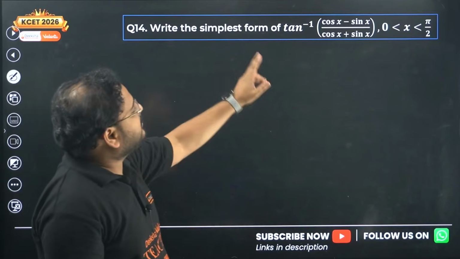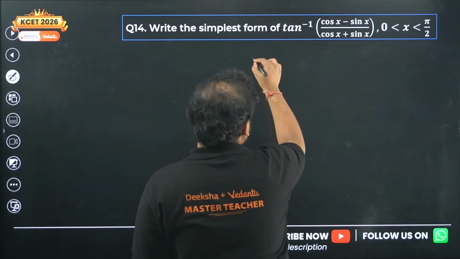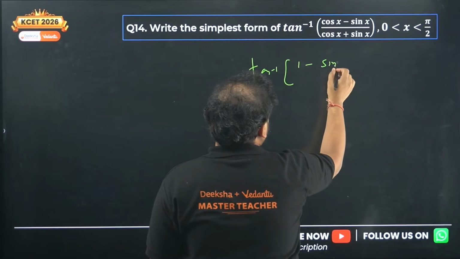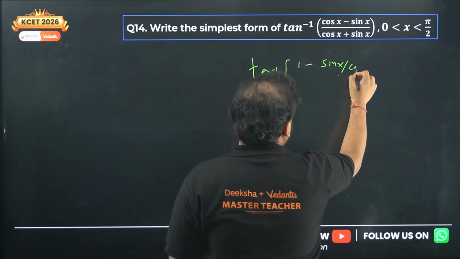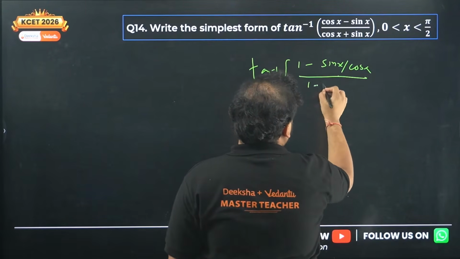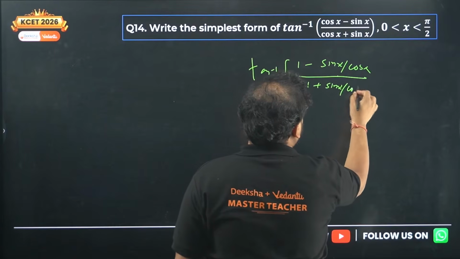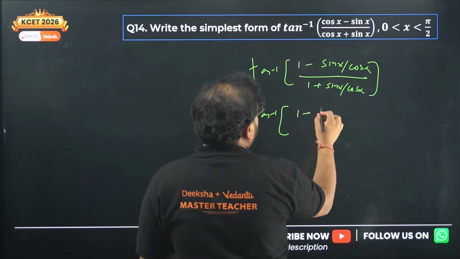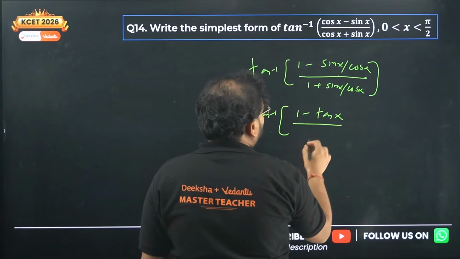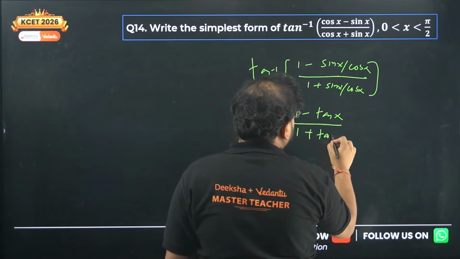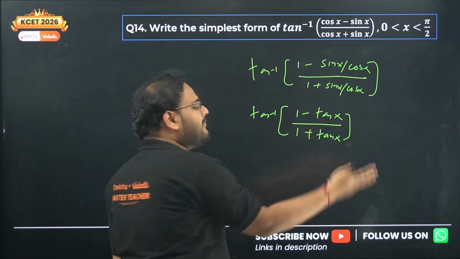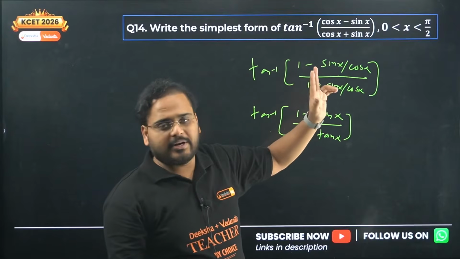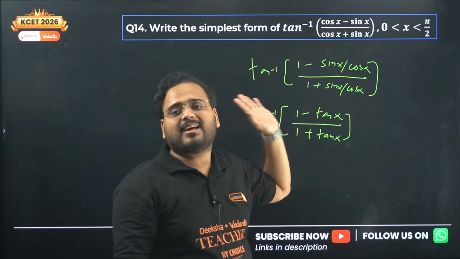Write the simplest form of this. Divide by cos. Tan inverse of (1 minus sin x by cos x) upon (1 plus sin x by cos x). What I get? Tan inverse of (1 minus tan x) upon (1 plus tan x). I hope nobody has doubt about this step, right? The first step. Why can we divide by cos? Because we can do the same operation on both numerator and the denominator. So I divided by cos to make it tan and 1.